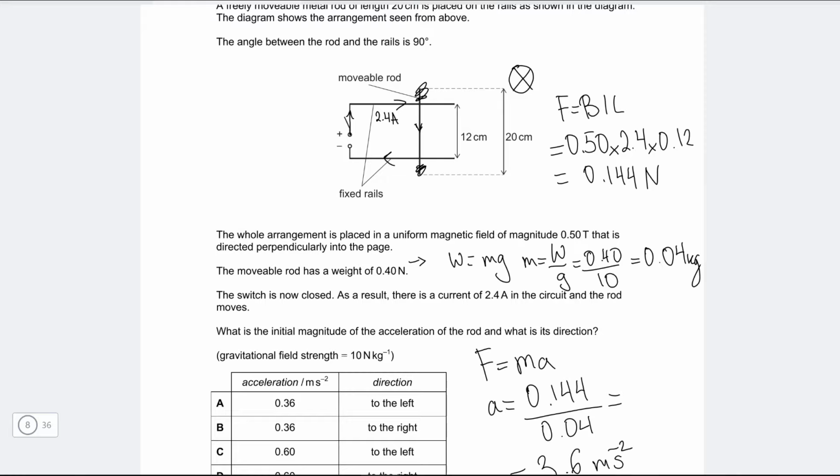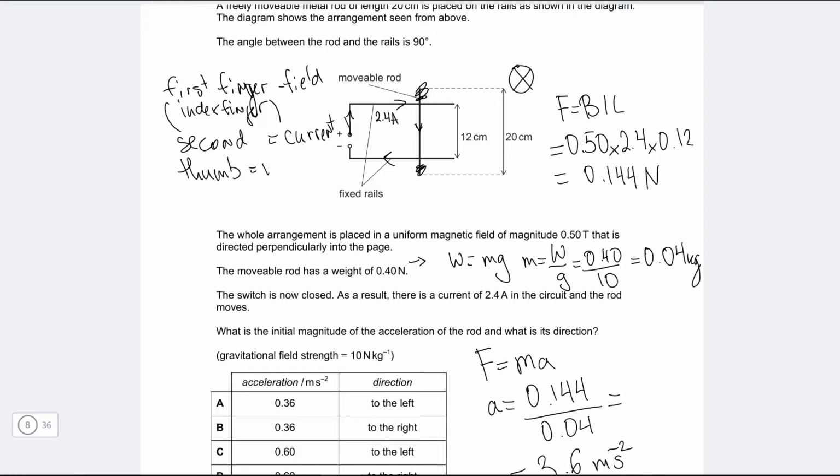Now, in Fleming's left-hand rule, remember our first finger, or the index finger, is the field, or the direction of the magnetic field. So this here is also known as our index finger. So we can do that in brackets. Our second finger is the current, and our thumb gives us the direction of motion, which is the direction of the force.